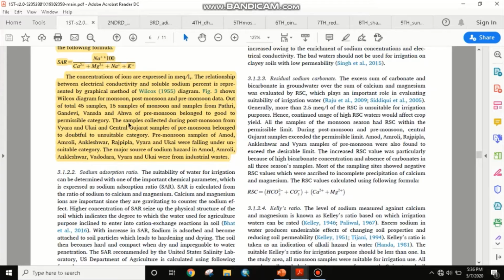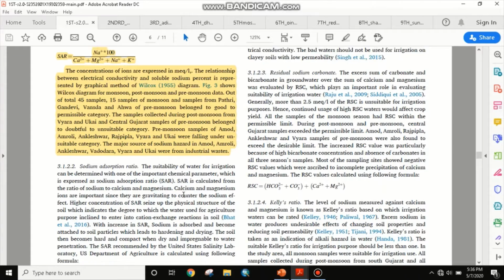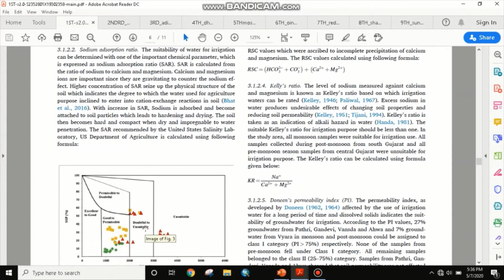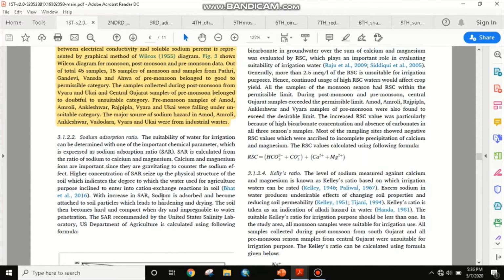So if you see, the samples collected during post-monsoon from Vyara and Ukai, and central Gujarat samples of pre-monsoon, belong to the doubtful to unsuitable category. That category is here, doubtful to unsuitable. So this is the sample they are talking about.